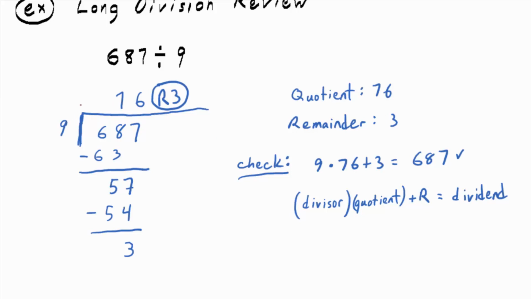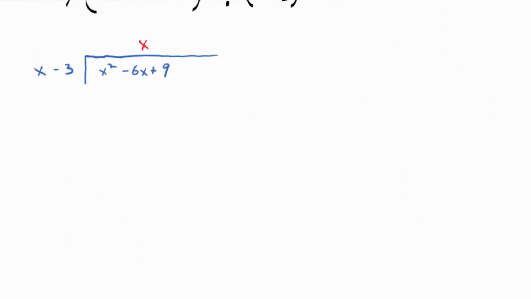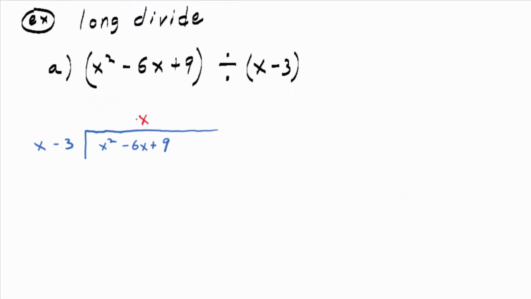The analogous part of the problem we're at is when we put the 7 up top, okay? And then what did we do after we put the 7 up top? We multiplied it times the 9, right? And then we got the 63 right there. So we're going to do the same exact thing here. Now we're going to take the x times the entire divisor, x minus 3. So you have to think of it as being in parentheses. What is x times the entire divisor?